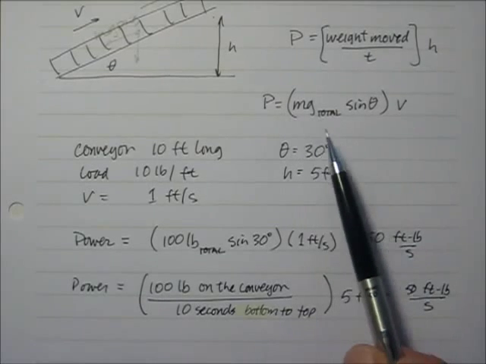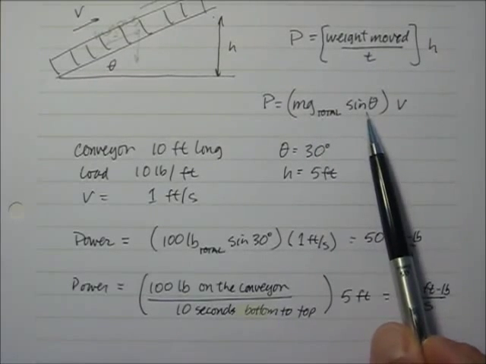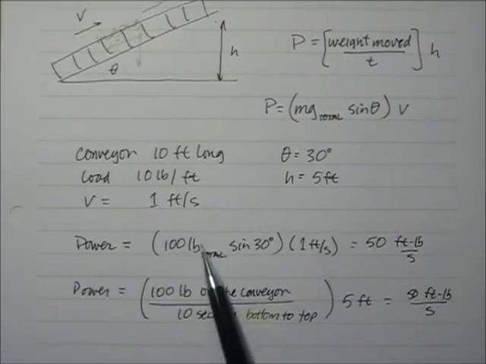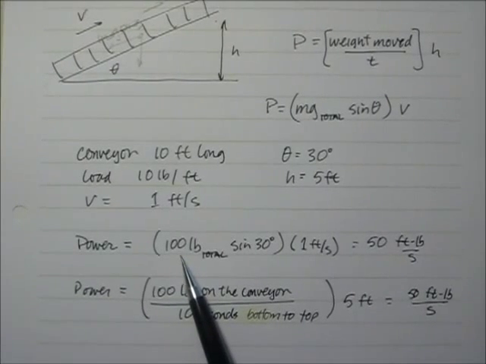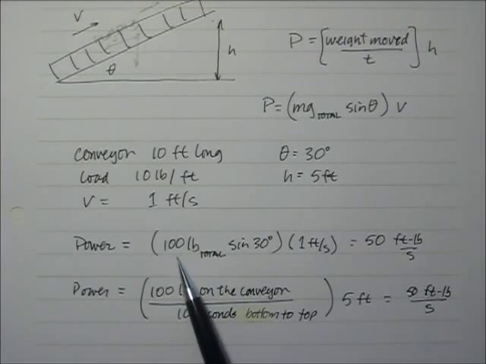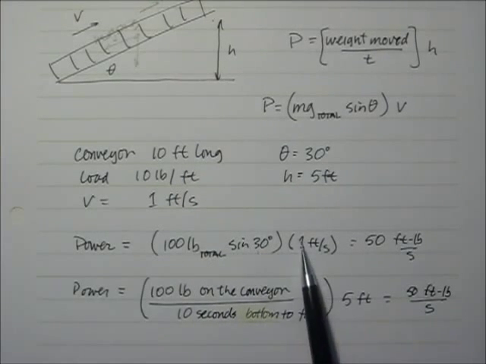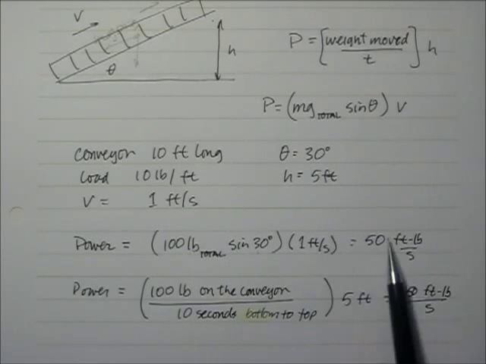The power required using the weight moved over time. Oh, no, let's see, I did this one first. Let's say that's the mg sine theta times the speed. We have a total package of 100 pounds at any particular time. The total weight on the conveyor is 100 pounds, 10 feet times 10 pounds per foot, times sine theta times our velocity, which is 1 foot per second. Multiply that out, 50 foot-pounds per second.